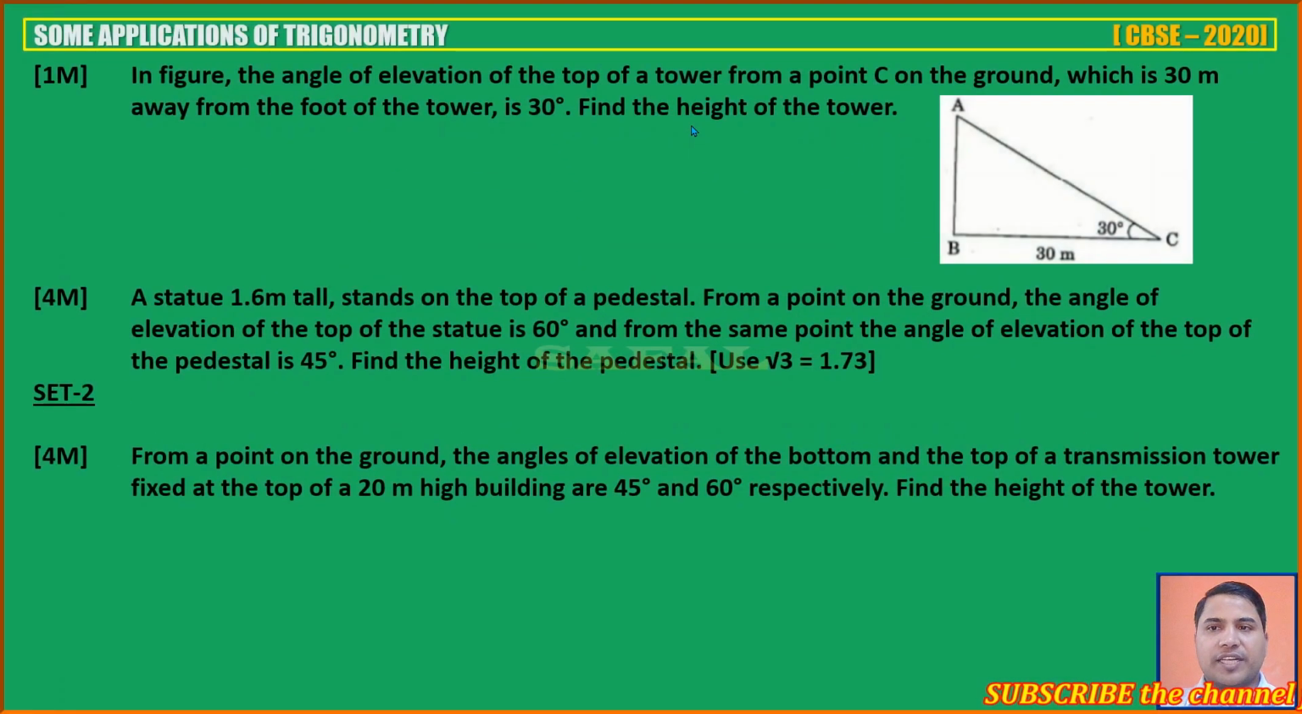So first I have taken a question from the year 2020, which you can see on the screen. In 2020 they have asked a 5 mark question: one question for 1 mark and one question for 4 marks. In set 2 the 4 mark question was different, so I have taken it separately. But overall they have asked 5 mark questions in the year 2020. So let us see how to work out this question.